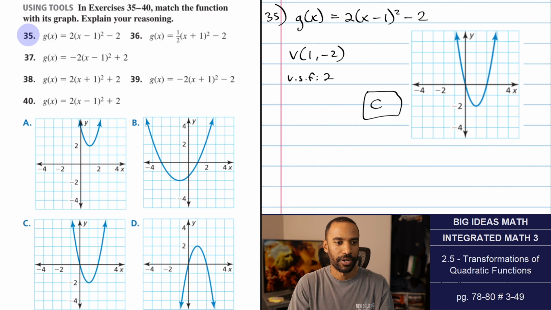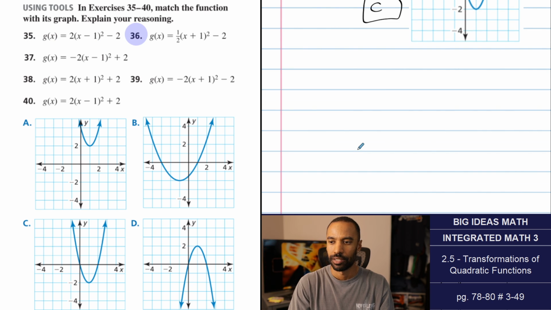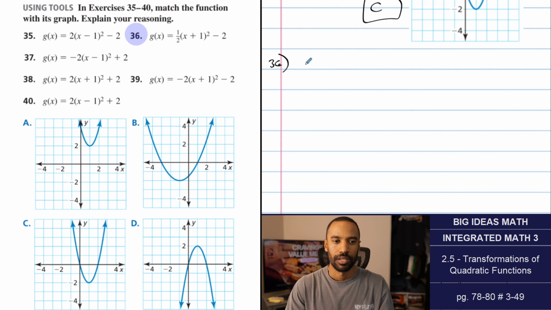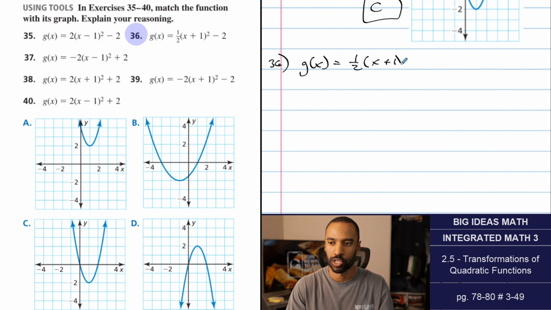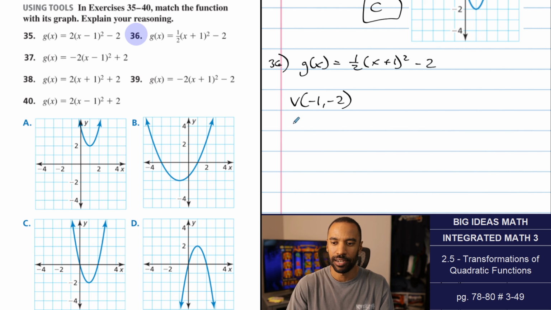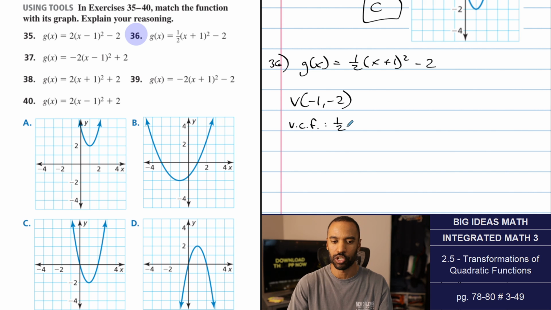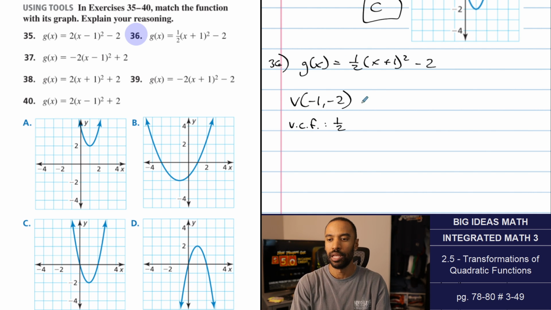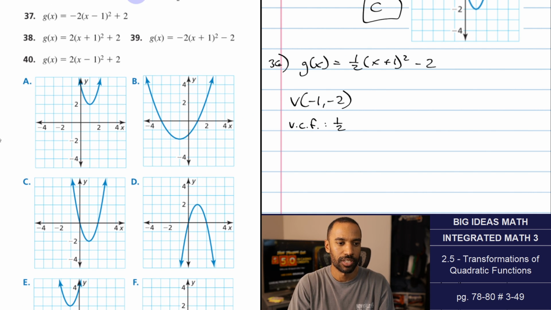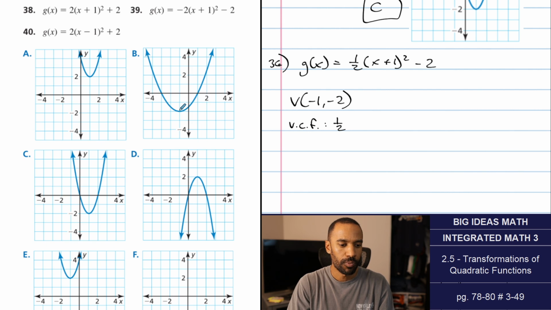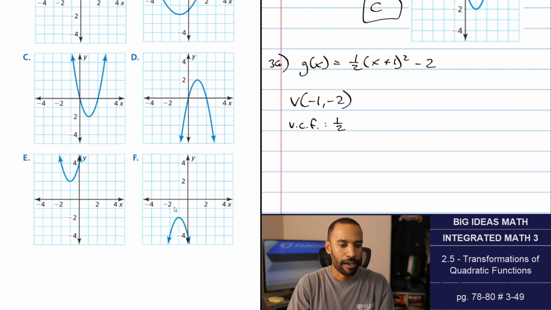All right, let's go to number 36. g of x equals 1/2 times x plus 1 quantity squared minus 2. The vertex of this one is at -1, -2. We can hunt that. There's a vertical compression factor of 1/2. This means it'll be a wider looking graph this time. Let's first find one with this vertex. Not A. B works, and F works.